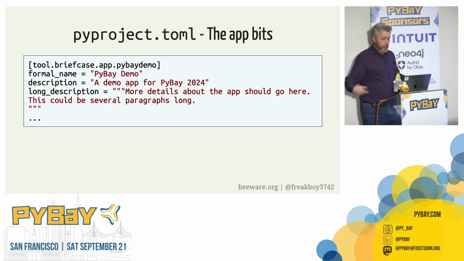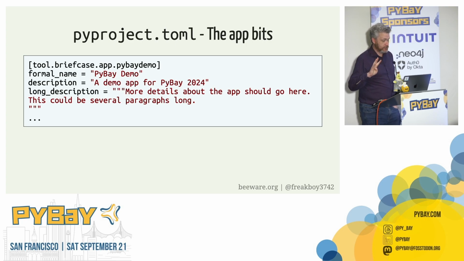tool.briefcase.app.pybaydemo. At runtime, the configuration for the PyBay demo app is composed from the project settings overridden by the app settings. So even though there isn't an author name defined here in the app config, it'll inherit one from the project level definition on the previous slide. If you wanted to have a different author name for this version of the app, you could do so, just include the author name definition in the app's configuration block.